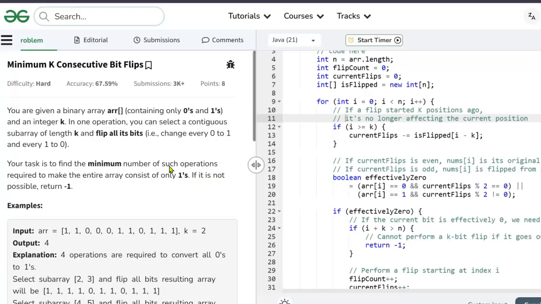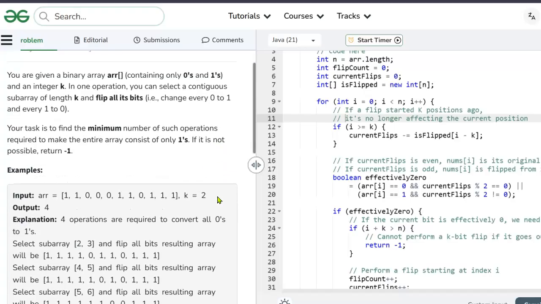You are given a binary array containing only zeros and ones and an integer k. In one operation, you can select a contiguous subarray of length k and flip all of its bits. Change every 0 to a 1, change every 1 to a 0. Your task is to find the minimum number of such operations required to make the entire array consist of only ones. If it's not possible, return -1.